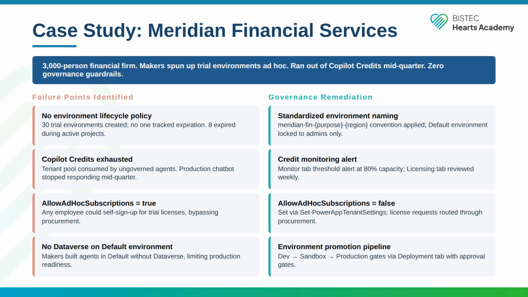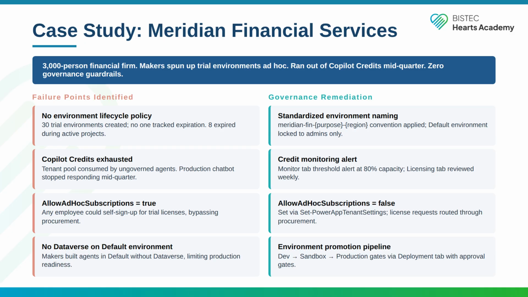Any employee could self-sign up for a trial license, bypassing procurement, bypassing the IT request process, bypassing every governance control the organization thought it had. The fourth failure point: no Dataverse on the default environment. Makers built agents in default without Dataverse, creating a ceiling on what those agents could do. When they needed solution-based deployment, they couldn't, the foundation wasn't there.